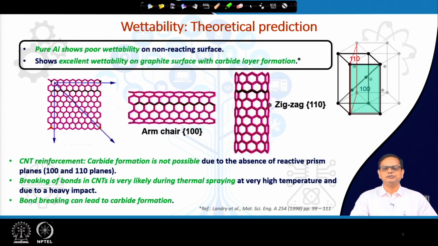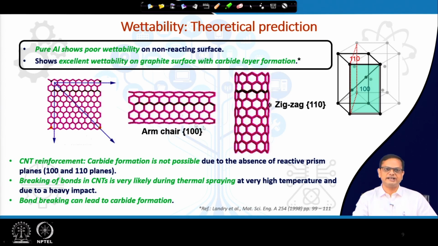And then with time aluminum reacts with graphite and forms aluminum carbide, and because of that reaction the wetting angle gets reduced from a very high value to a low value, like 50, 60, 70 degrees. Okay. And that is why pure aluminum does not show good wettability on a non-reacting surface, but it shows excellent wettability on a graphite surface with carbide layer formation. Once aluminum carbide forms, aluminum flows quite nicely on it; the wettability of the aluminum carbide and aluminum system is very good.